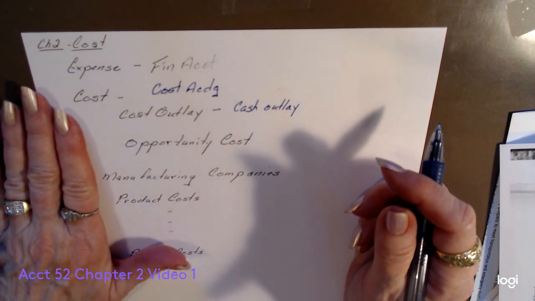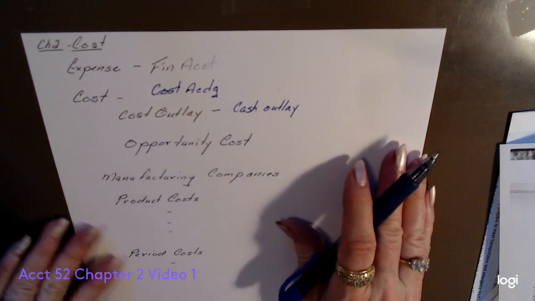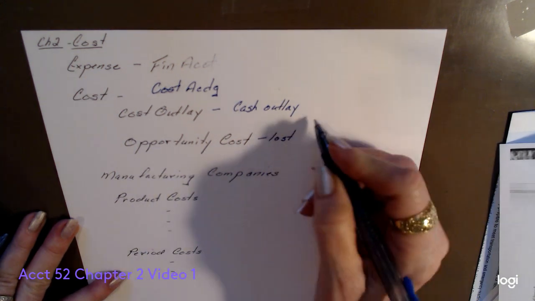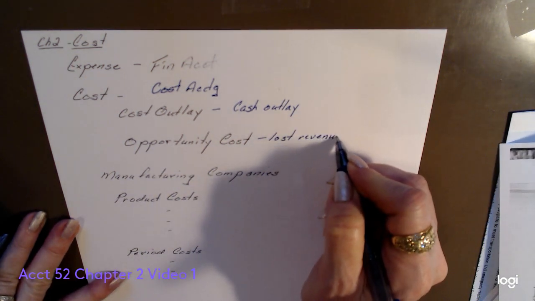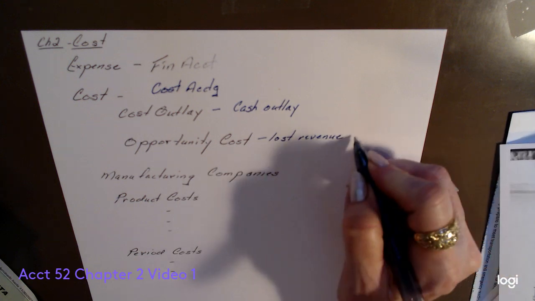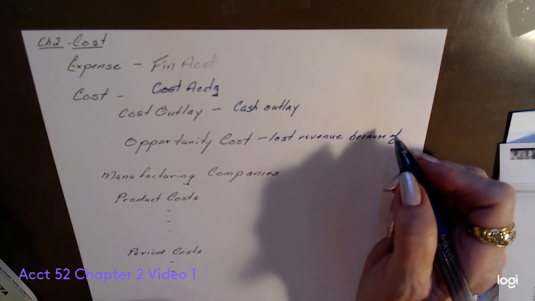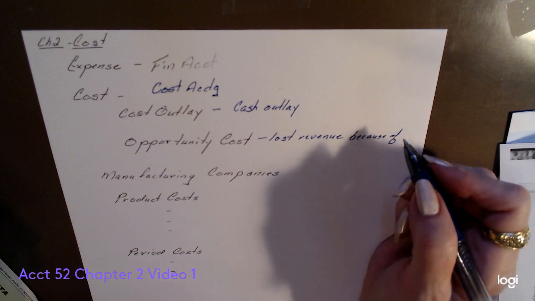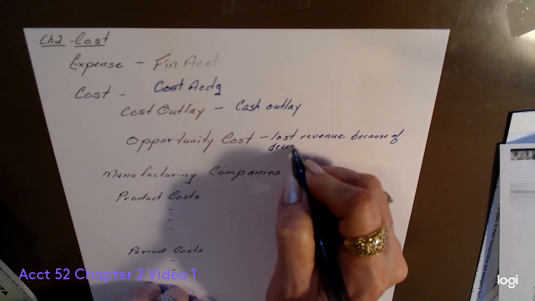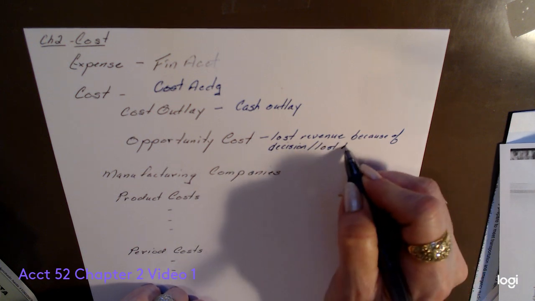But in cost accounting, we're also looking at what we call opportunity costs. And an opportunity cost is not a cost at all. An opportunity cost is really lost revenue from choosing one alternative over another. It is the lost revenue because of a choice, a decision. Think of it as a lost benefit.